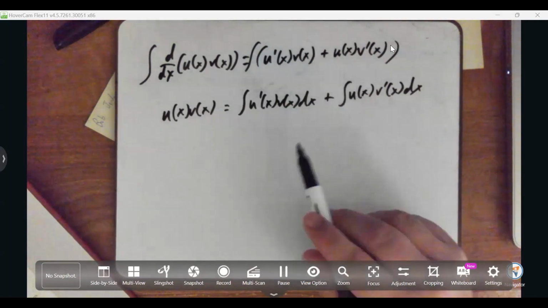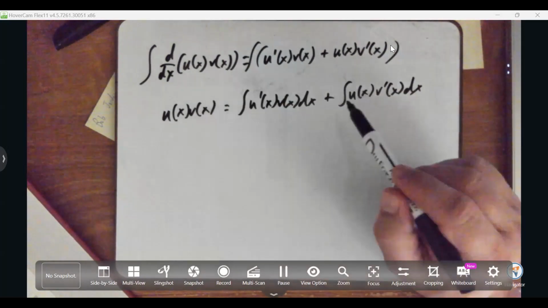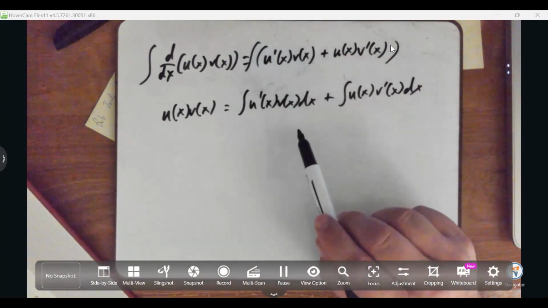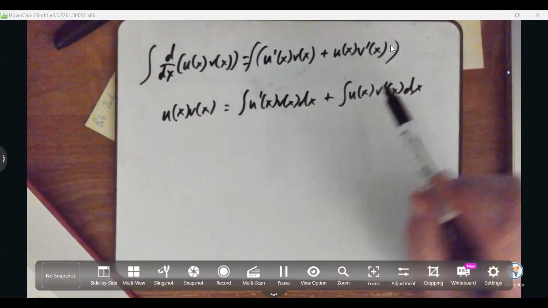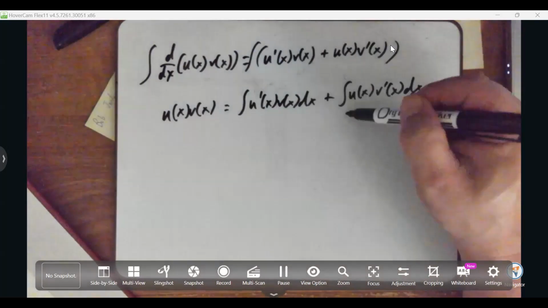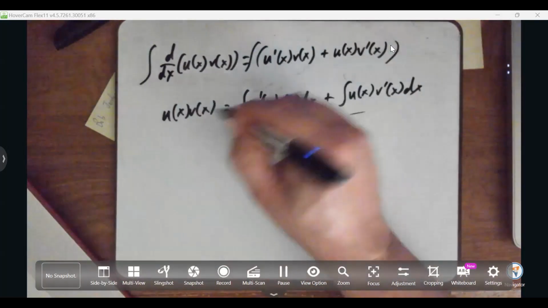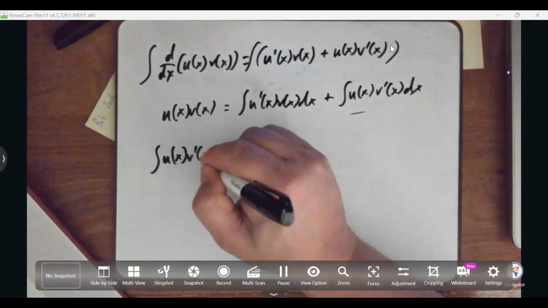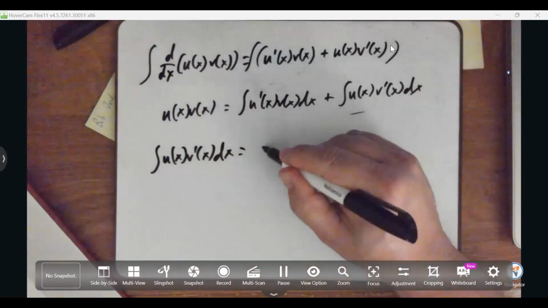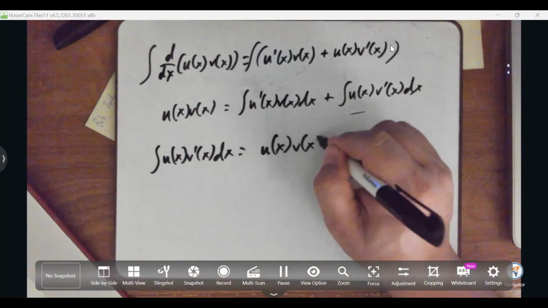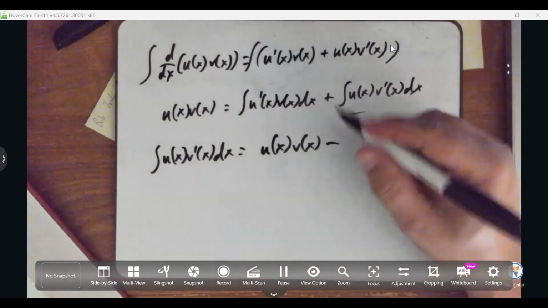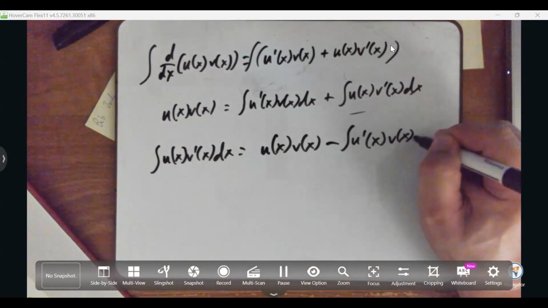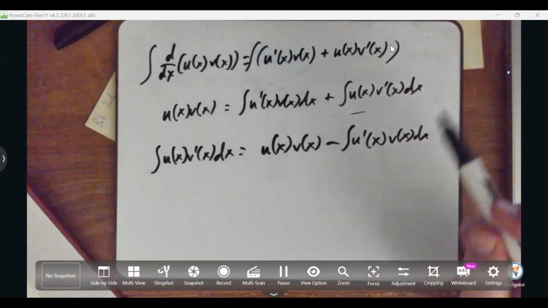All right. And so now what we're going to do is get the u v prime all by itself. So we subtract this from both sides. And so we have the integral of u of x v prime of x dx equals u of x v of x minus this piece, the integral of u prime of x v of x dx.